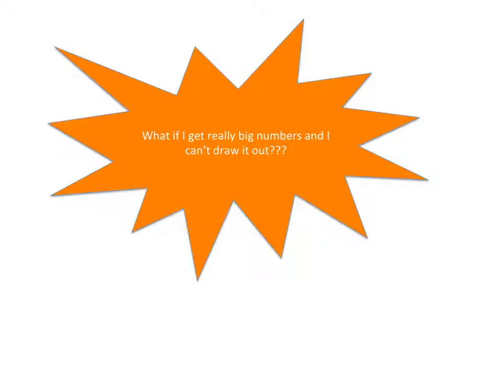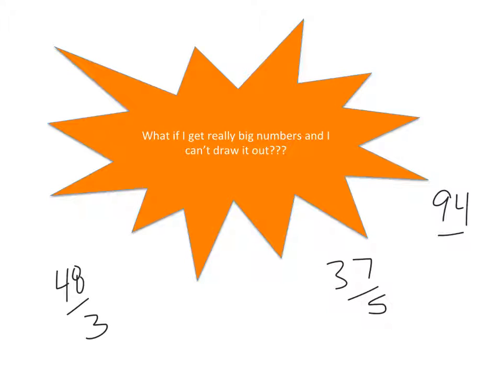But what if I get really big numbers and I can't draw it out? Let's do some examples. What if I had 48/3 or 37/5 or 94/6? Well, we're certainly not going to take the time to draw all those shapes out. So we have a faster way.